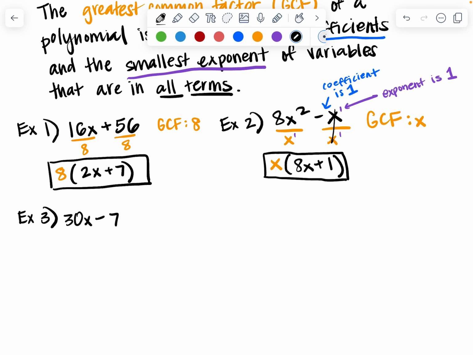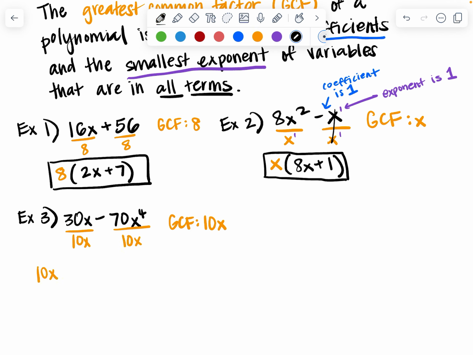Let's do subtraction. So let's find the greatest common factor. The greatest common factor of the coefficients, 30 and 70, would be 10. That's the largest number I can divide both of those by. Both of these terms have x, so I'm going to select the one with the smallest exponent, which is x. That one has an exponent of 1, and this is what I'm going to divide by.